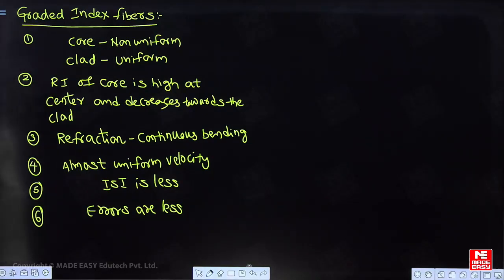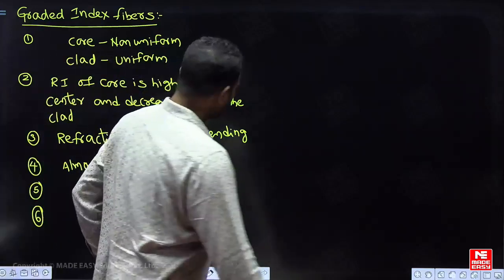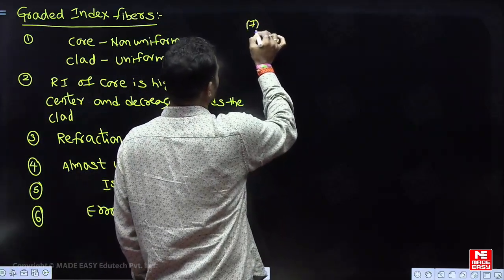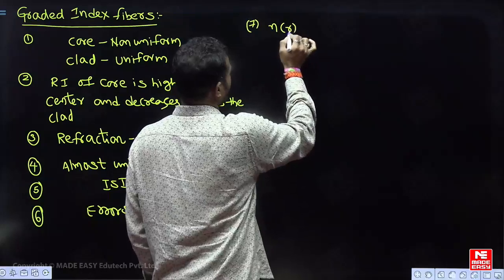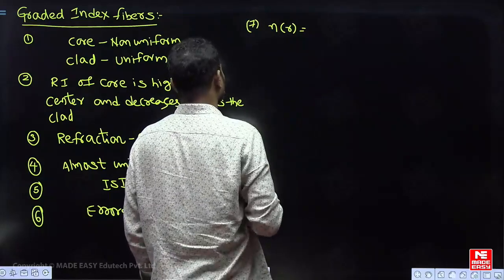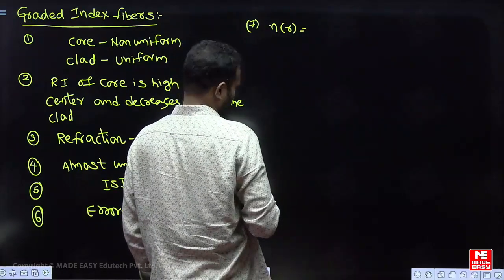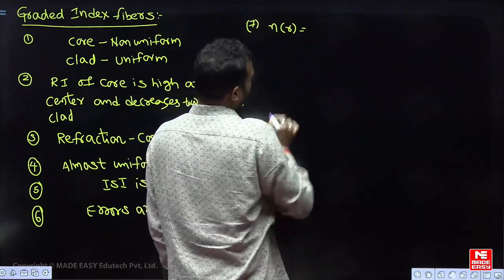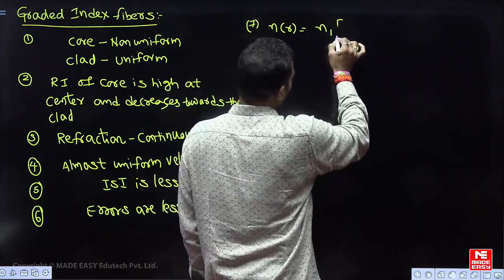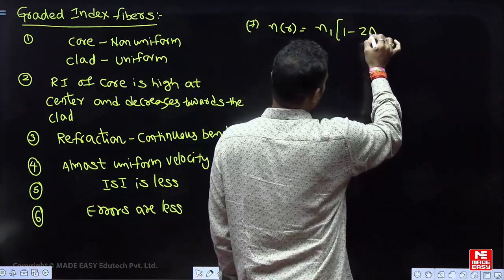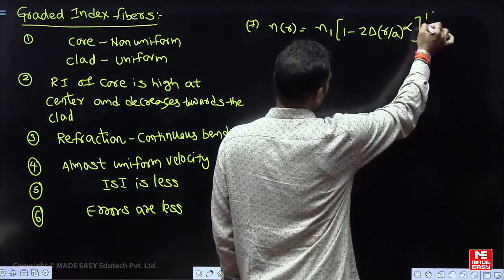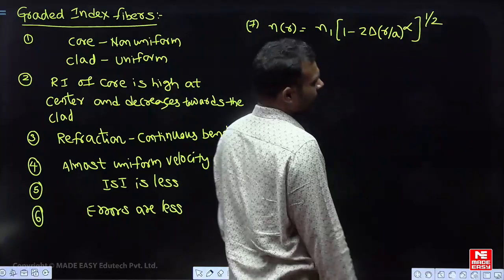One more thing I will tell you, that is the refractive index. The refractive index is given like this. Seventh one, refractive index is a function of R, where R is the radius of the core. N of R is equal to N1 into [1 minus 2 delta into (R by A) to the power of alpha] whole to the power of 1 by 2.